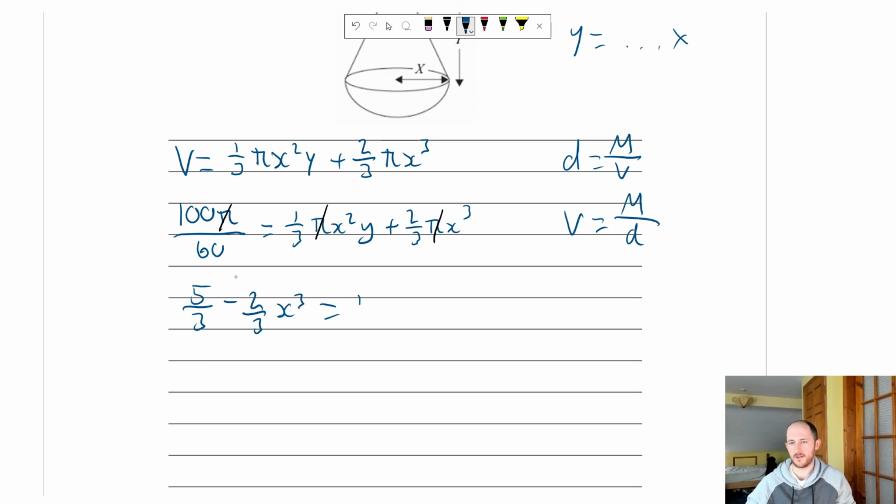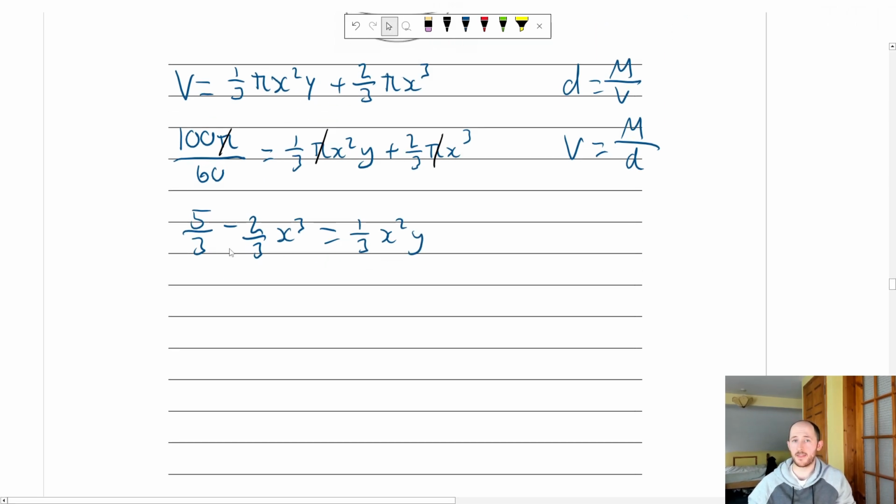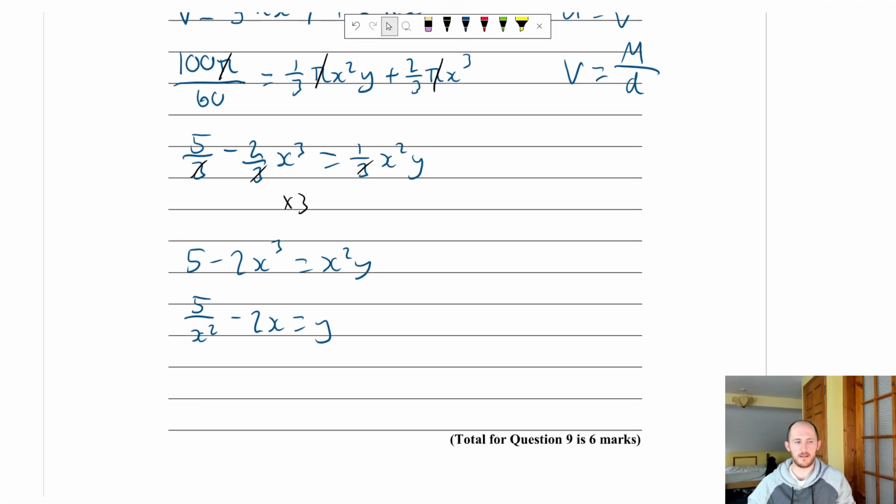Okay, I know what I can do. 1/3 x squared y. I'm going to times through by 3. If I times everything by 3, hopefully you can see that all of these fractions actually disappear. So we get 5 minus 2x cubed equals x squared y. Divide both sides by x squared, I'm done. So we get 5 over x squared minus 2x equals y. That is its simplest form. That is it. Okay. 6 marks!